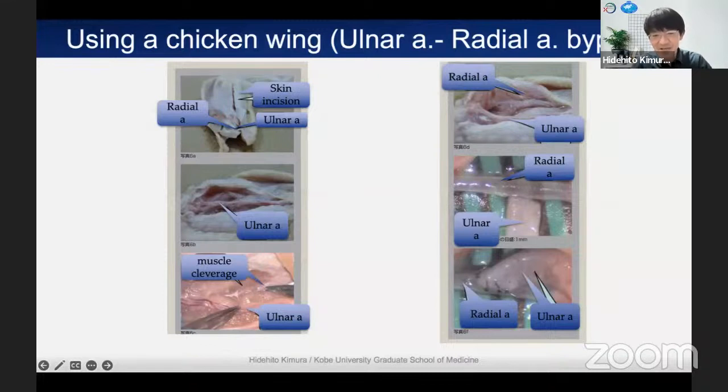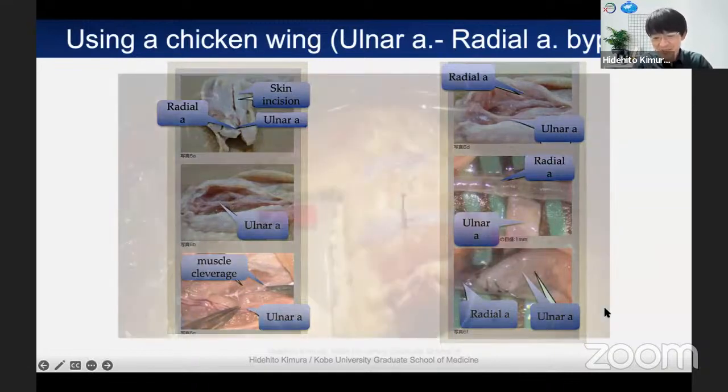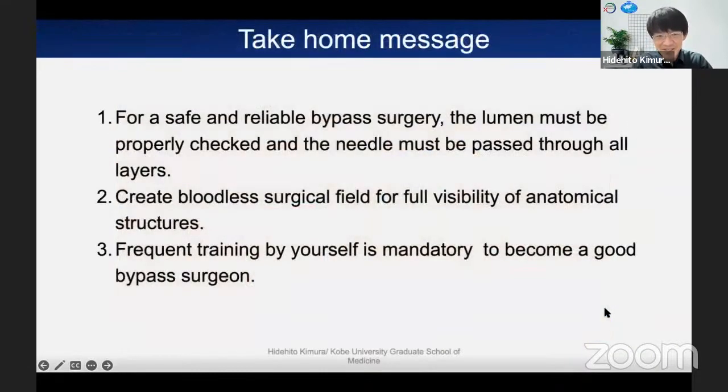Chicken wings have the ulnar artery and radial artery; every chicken wing has them. So you can harvest both arteries, and with just a microscope or just a scope, you can try this bypass surgery. You can train in your institute like this. So this is the take home message from me.